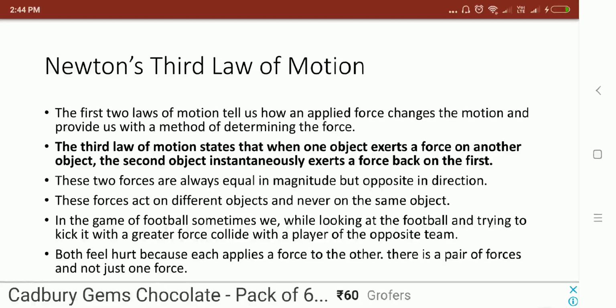Now the third law states that when one object exerts a force on another object, the second object simultaneously exerts a force back onto the first. So two forces are available, both equal in magnitude and opposite in direction. The force given from one object to another object is known as the action, and the force the second object gives back towards the first object is known as the reaction.